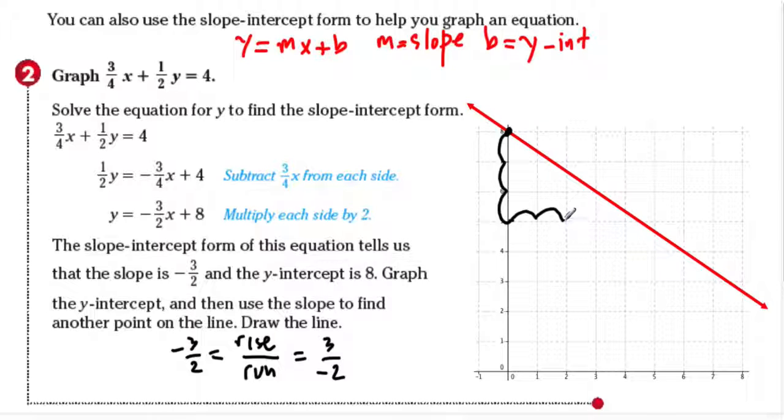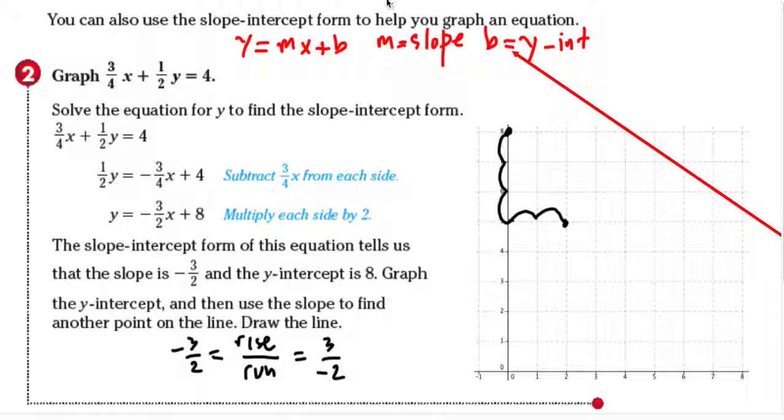Okay, and that's our point. So that means our line is not that, but let me correct that. Let me take out that line because that's not right. I'm going to draw another line, and that line would be this line right over here. Okay, let me fix it right there, and that's our line.